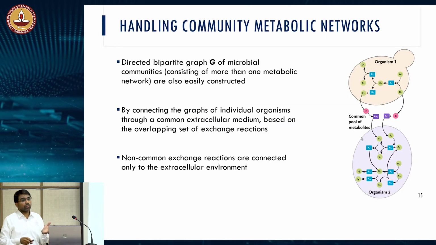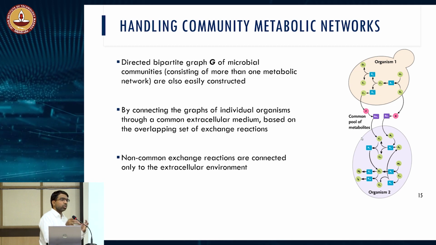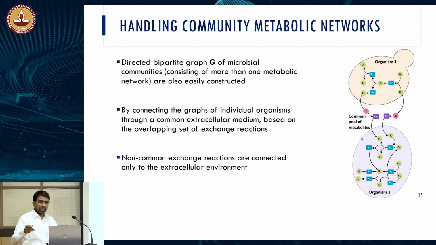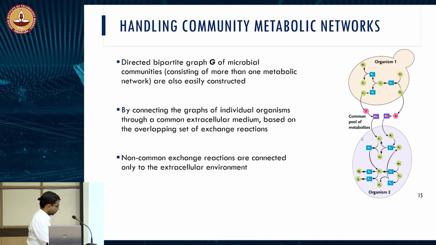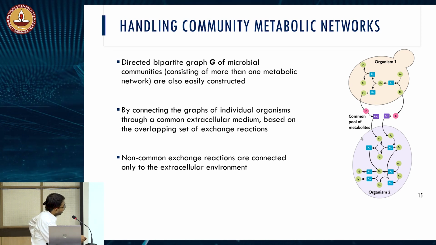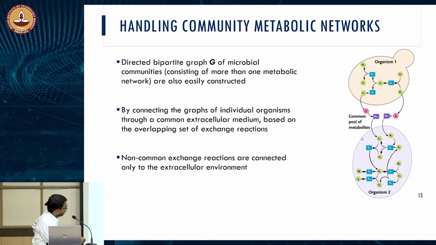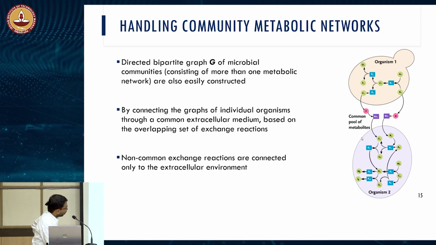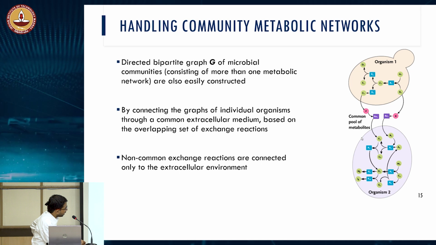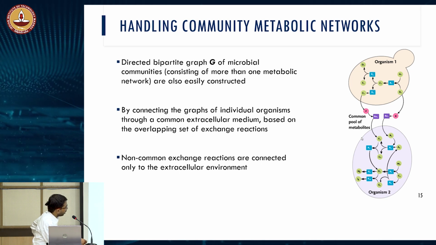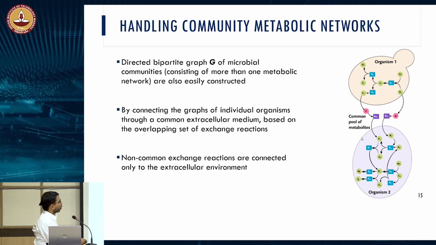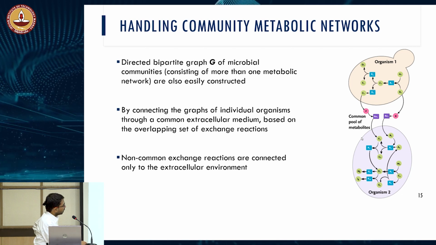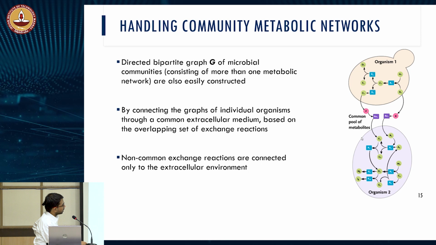And how do we handle community metabolic networks? This is about putting two networks together. So how do you combine two bipartite graphs? The idea is simple. So you have this one organism, and here is the second organism, and there are common metabolites that are exchanged. So there is F in this organism, so it's labeled F1 here, and it becomes F common, so to speak, and is then transported into the second organism as F2.